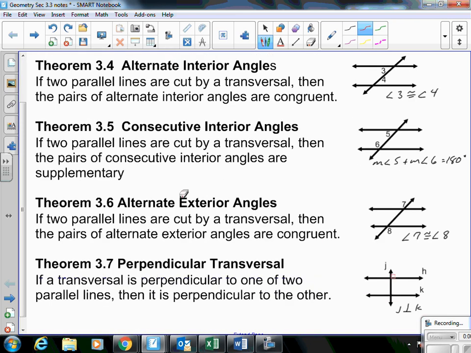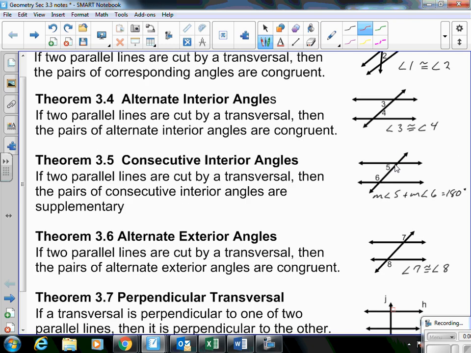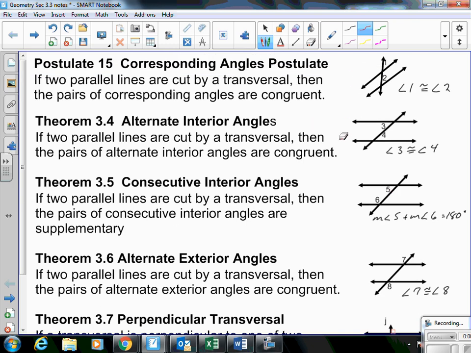The alternate exterior angles theorem: if two parallel lines are cut by a transversal, then the pairs of alternate exterior angles are congruent. All right, so the consecutive interior angles are the oddball of the group. All the others are going to be congruent to each other: corresponding angles, alternate interior angles, alternate exterior angles. If the lines are parallel, those are going to be congruent. It's the consecutive interior angles that don't match the rest, and those are supplementary, or they add up to 180, right?